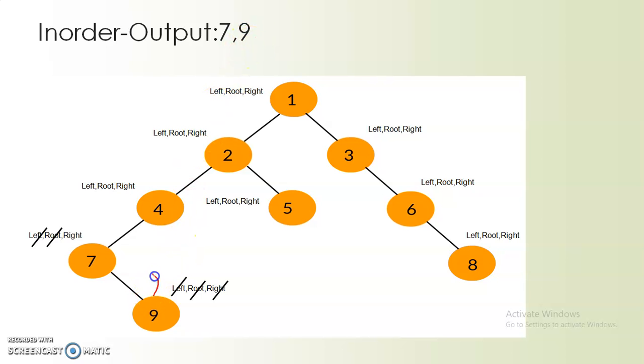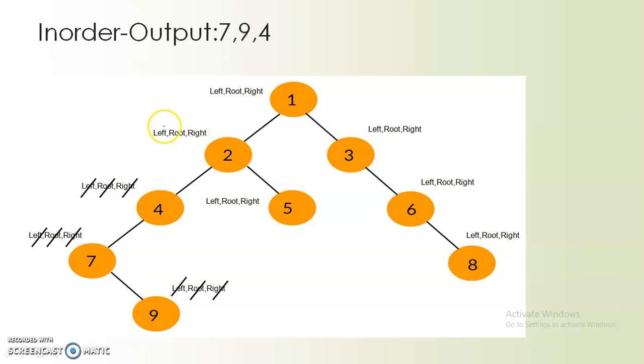Now move back from the 9 to the 7. The right is over, so strike out the 9. Okay, and move back from 7 to 4. Left is over, so strike out the left and display the 4 in the output. Okay, so root is over. Now check for the right. There is no right subtree for the 4, so move back to the 2.